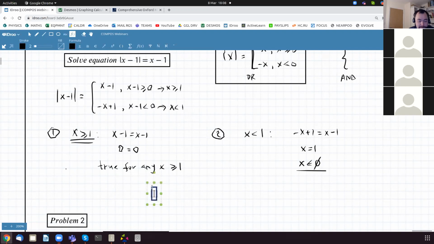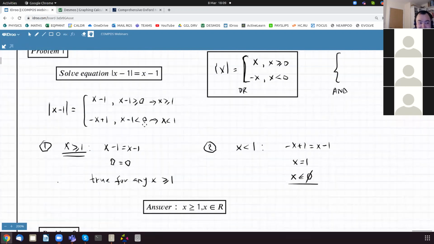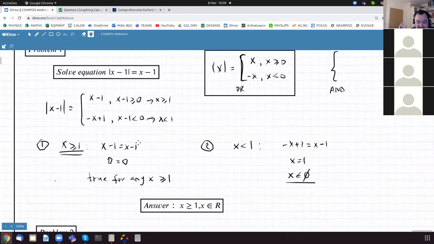The answer is X greater or equal to 1, and X is any real number. Any real number. Quite surprising that you have an equation, but the answer is a set of numbers rather than just a single value of X.